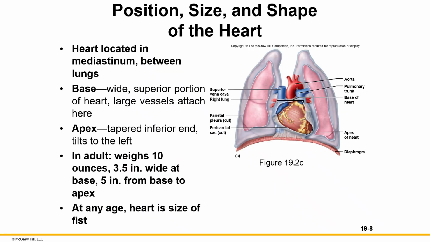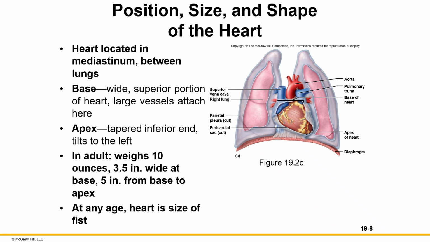All right, so let's talk about the position, size, and shape of the heart. The heart is located in the mediastinum, that little space in the thoracic cavity wedged in between the pair of lungs. The base is the wide superior portion of the heart, and that's where many of our large vessels attach, like our aorta and our superior vena cava, the pulmonary trunk, etc. And then the apex is the tapered inferior end, and it tilts towards the left.